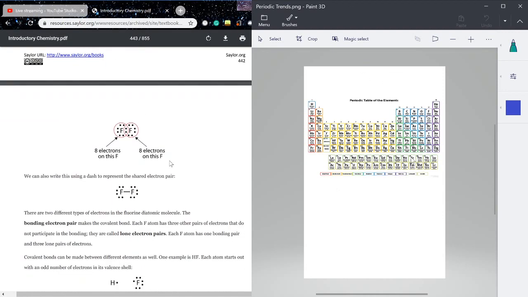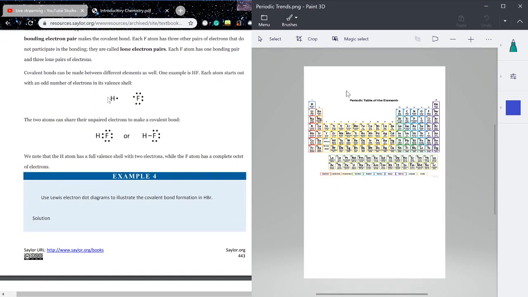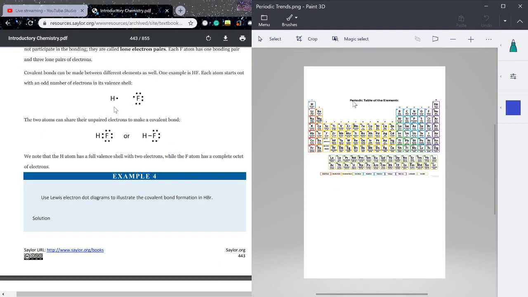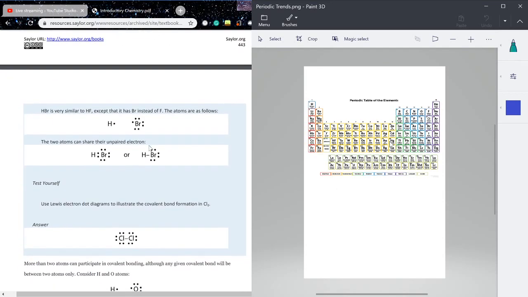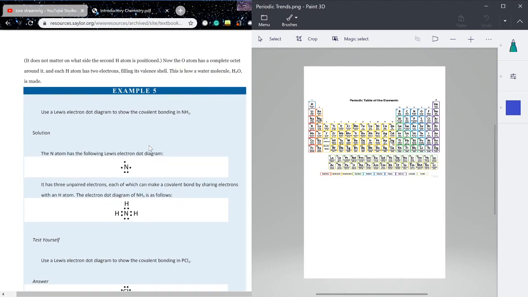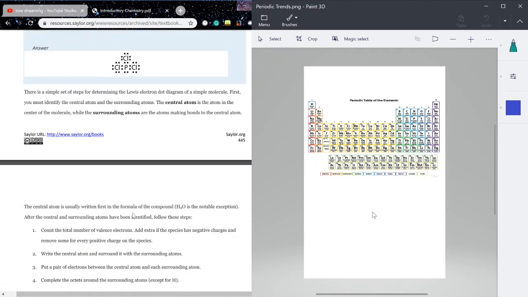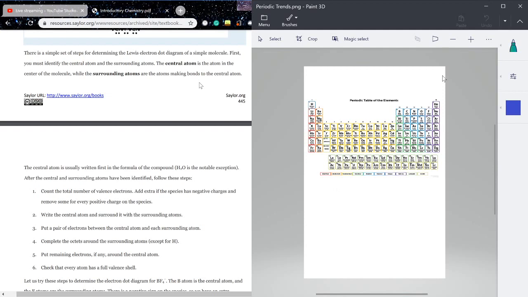So this is them demonstrating a fluorine atom. And they're just telling you how this diagram shows how you're going to be sharing the electrons with the different atoms. So, let's take a look at how we actually draw these diagrams, which is explained here, talking about the steps for determining a Lewis electron dot diagram of a simple molecule. So this is where we're going to get a pen and start drawing.